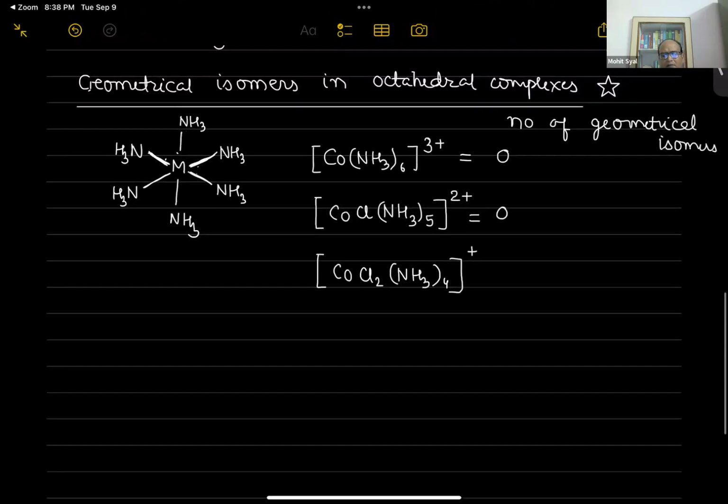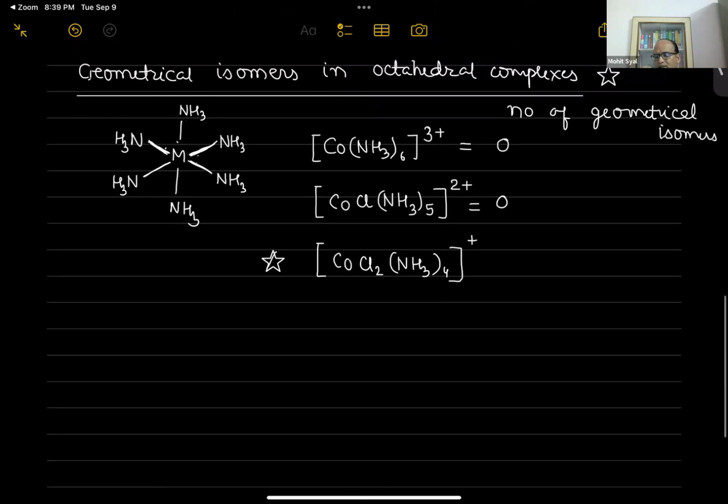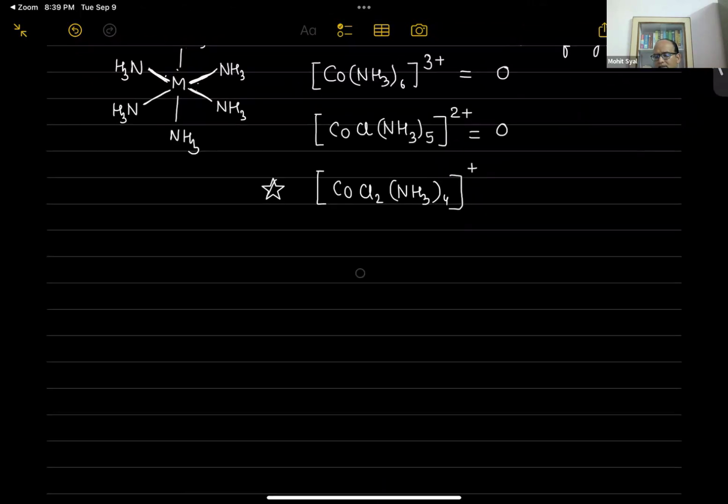And this is a very important example, because in an octahedral complex, this is the complex which has at least 2 ligands different from the rest of the 4 ligands. This can exhibit geometrical isomerism. So let's look at it. Let me draw it. There are 2 chlorido ligands. You can put them in a cis manner or you can put them in a trans manner.